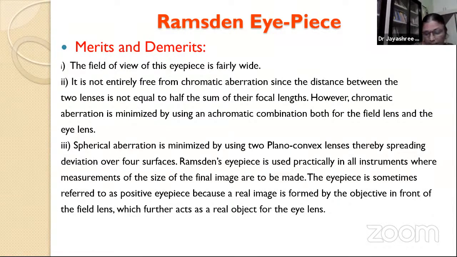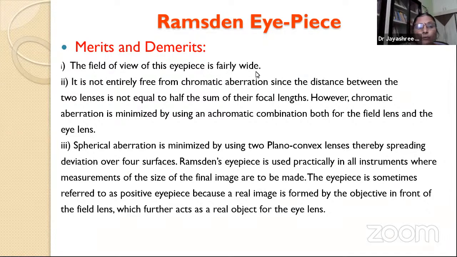Whenever we have to consider the position of the crosswires in this case, obviously the position of the crosswire in Ramsden's eyepiece is placed at the position of the focal length f1, which is related to the field lens that can be used here. You have to go through the derivation, and we can see the merits and demerits of these particular features.